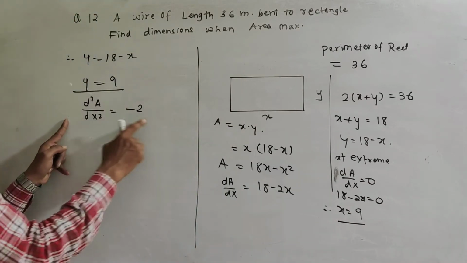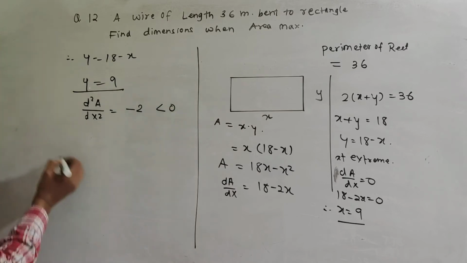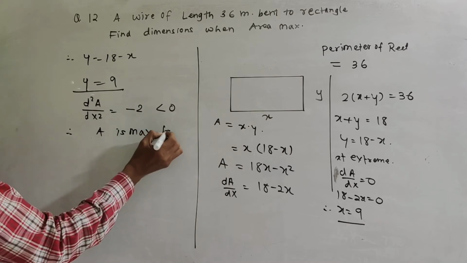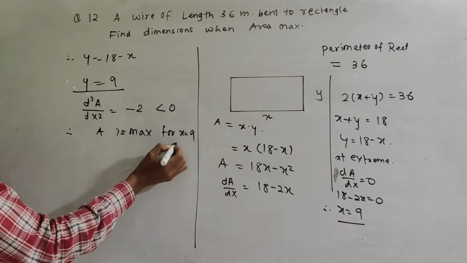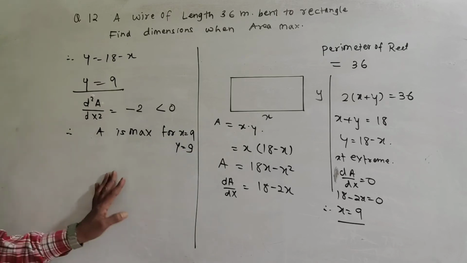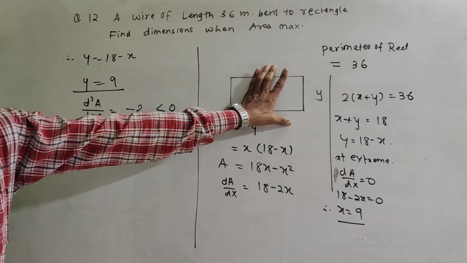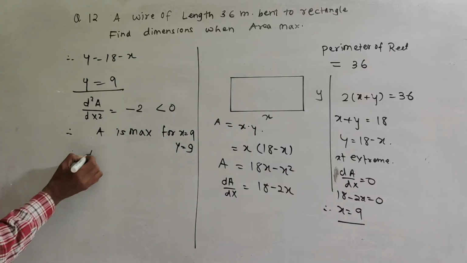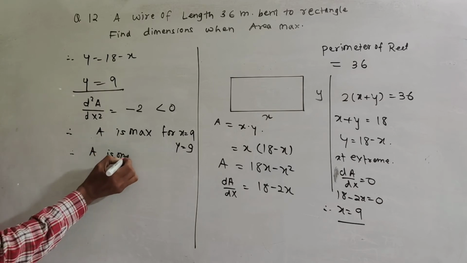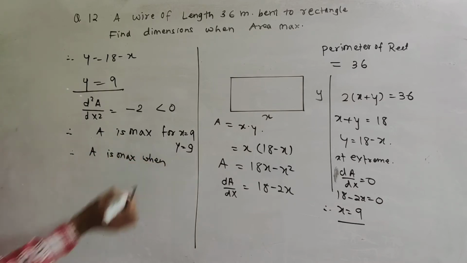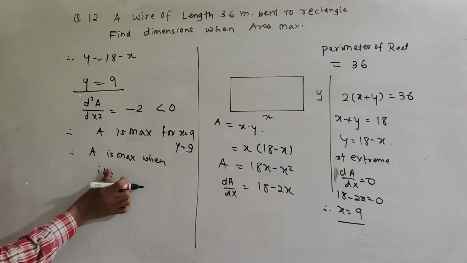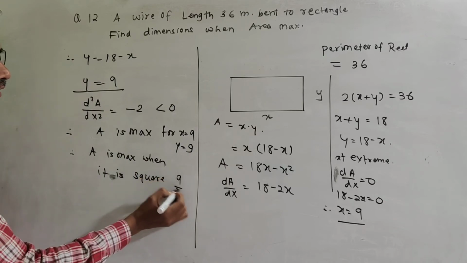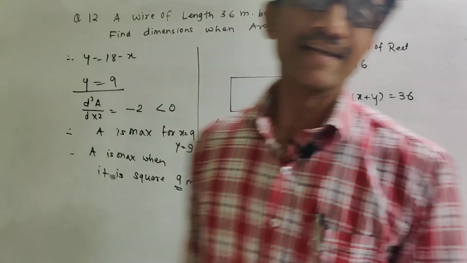And here the second order derivative is negative. Therefore the area is maximum for x equal to 9 and y also equal to 9. That means the area of the rectangle is maximum when it is a square of side 9 meter.